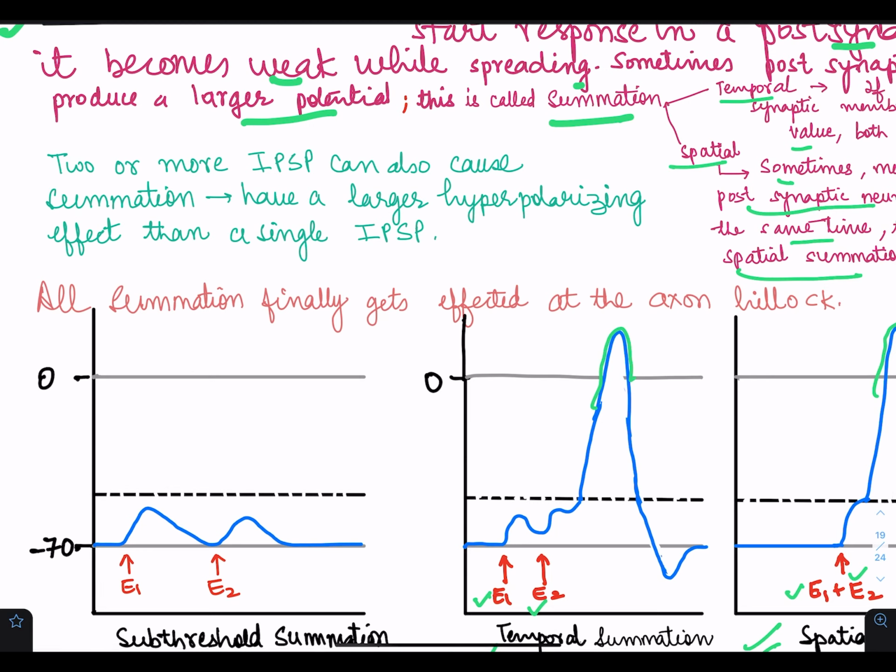Two or more IPSPs, or inhibitory postsynaptic potentials, can also cause summation. They have a larger hyperpolarizing effect than a single IPSP. And all summations finally get affected at the axon hillock.